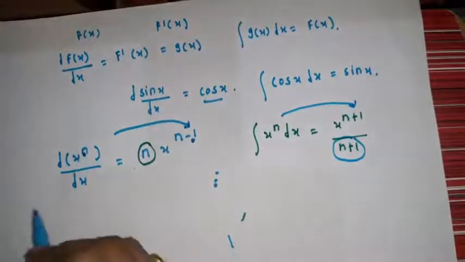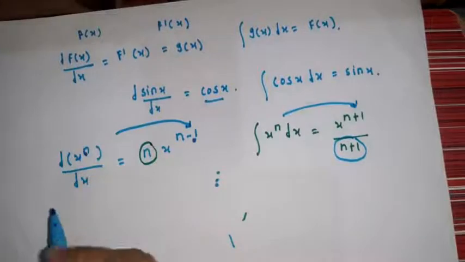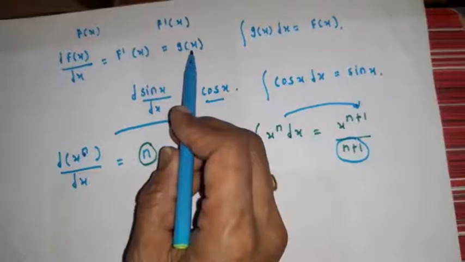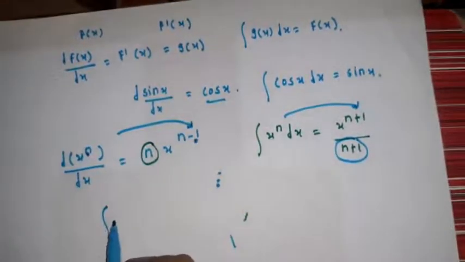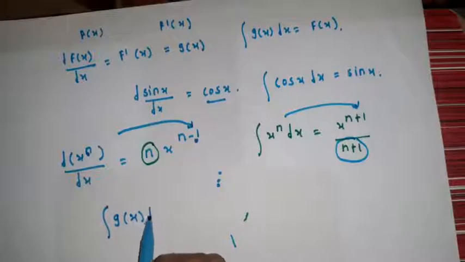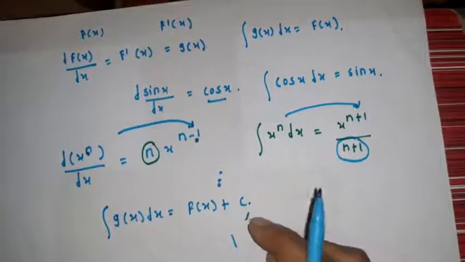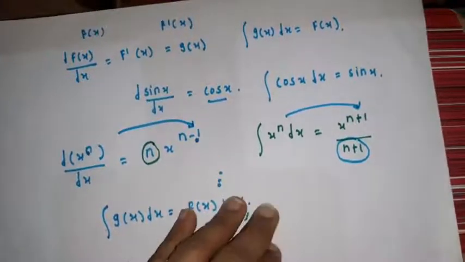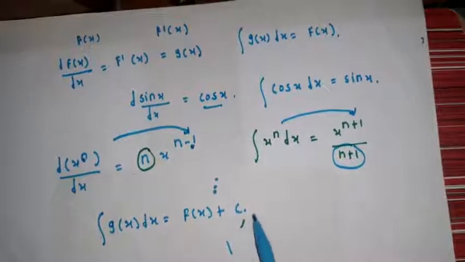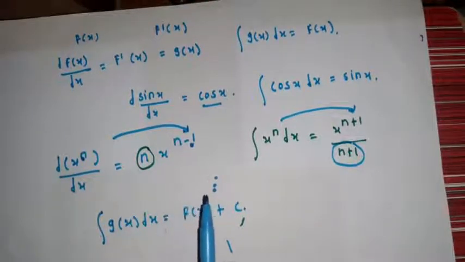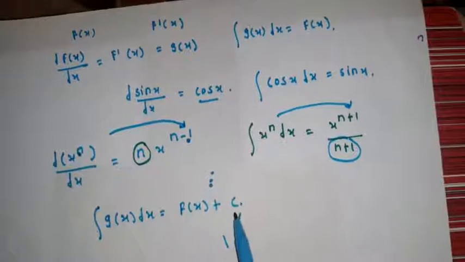Now, suppose f of x is any function and its derivative is f dash of x. Suppose we consider it is g of x. Then when we find the integration of g of x with respect to x, that is equal to f of x plus c, where this c is known as the constant of integration. Okay, where c is the arbitrary constant. Here there are some details, like we have to add the constant of integration.